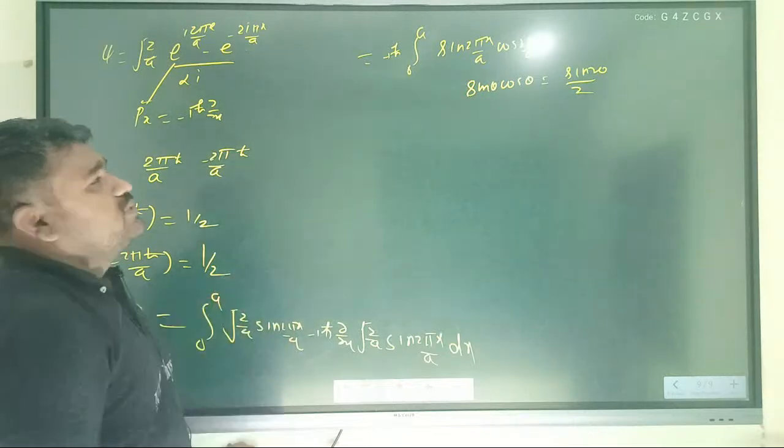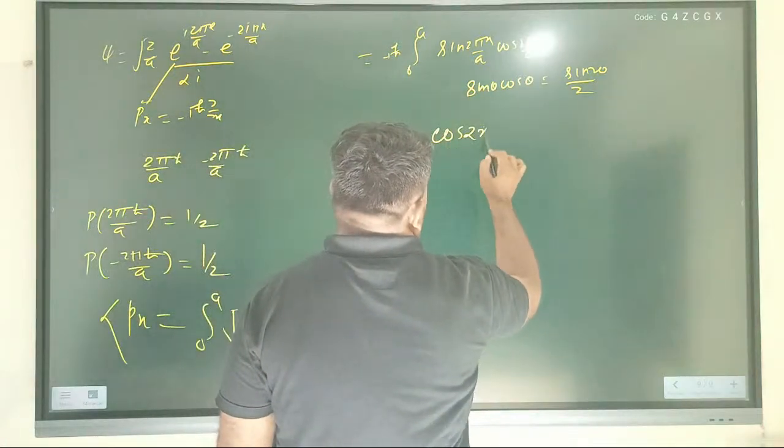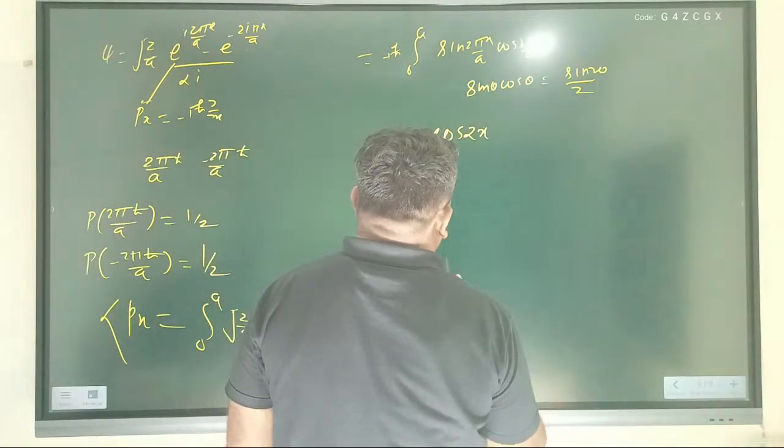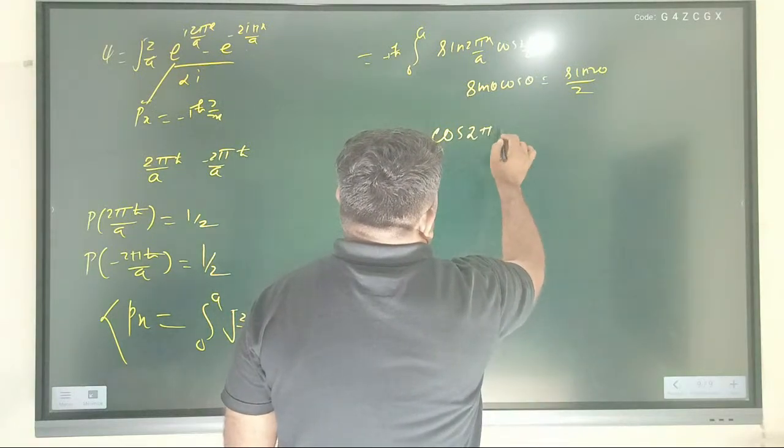And we can substitute the limit 0 to a. We get cos 2θ, meaning 2x. Don't worry about the remaining parts. Or, simply, we can write it as 2πx upon a.